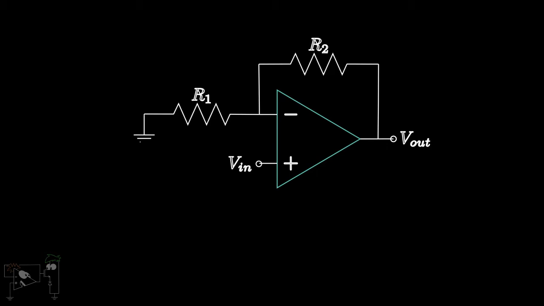We'll ground the node at which we placed our input in the previous case. We'll apply an input Vin to the non-inverting terminal. We want to find a relationship between Vin and Vout. Let the voltage at the inverting input be Vx. No current flows through the inputs of the op-amp. Hence R1 and R2 form a resistor divider.